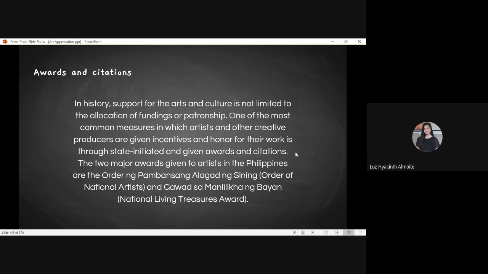So in history, support for the arts and culture is not limited to the allocation of funding or patronship. One of the most common measures in which artists and other creative producers are given incentives and honor for their artwork is through state initiated and given awards and citations. So there are two major awards given to the artists in the Philippines. Ito yung Pambansang Alagad ng Sining or Order of National Artists, and the second one is the Gawad sa Manlilikha ng Bayan or the National Living Treasures Award. So ito yung mga award na pwedeng makuha ng mga artists.